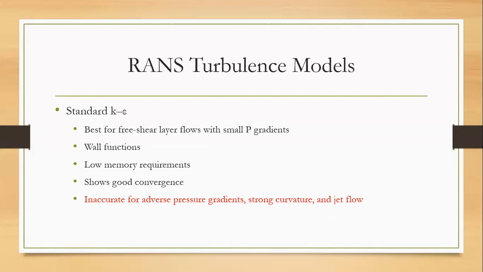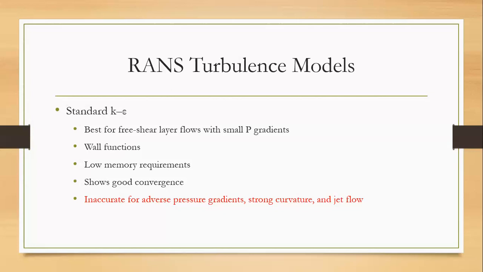Okay, so wall functions are implemented. And here also there are low memory requirements. Now this standard K-epsilon is a two equation model. K-epsilon and K-omega are always two equation models, and that means two equations will be introduced. This also shows good convergence. There is much less instability compared to other higher equation models that we will see.